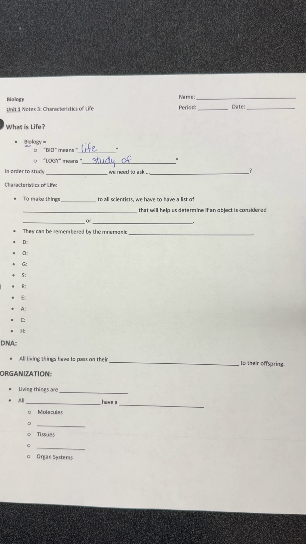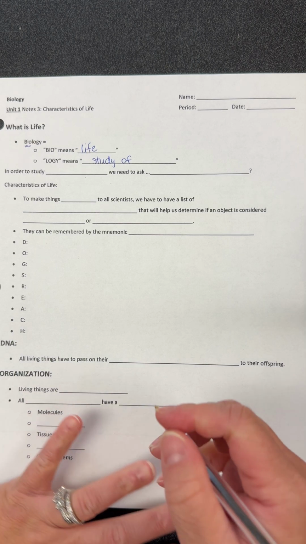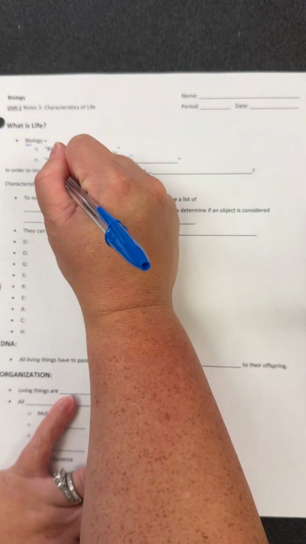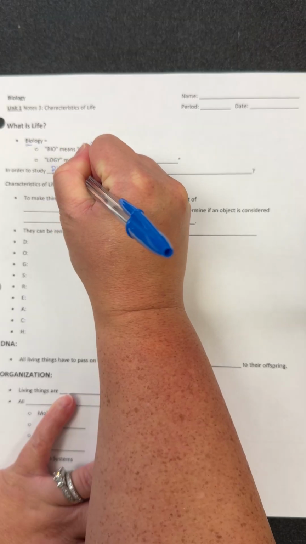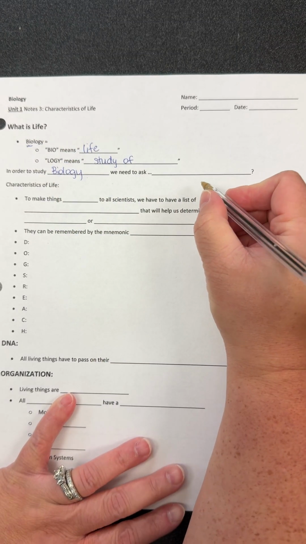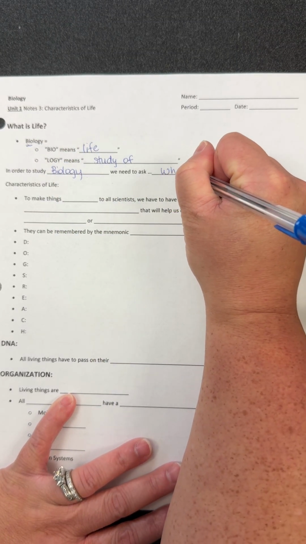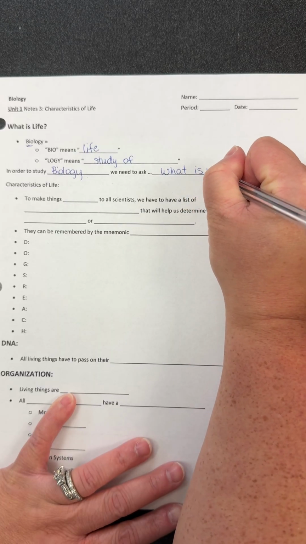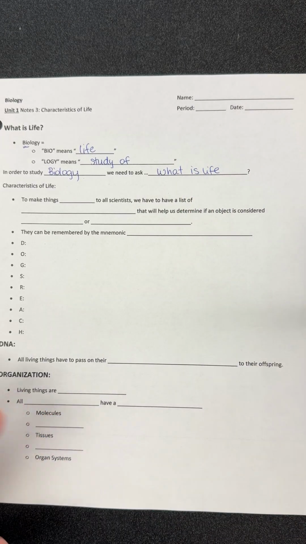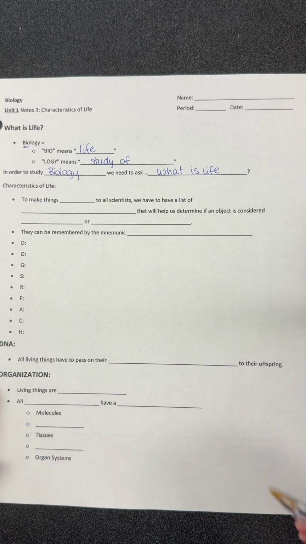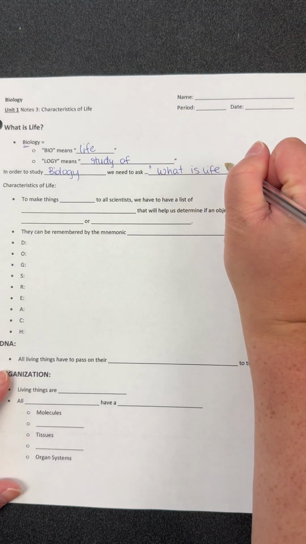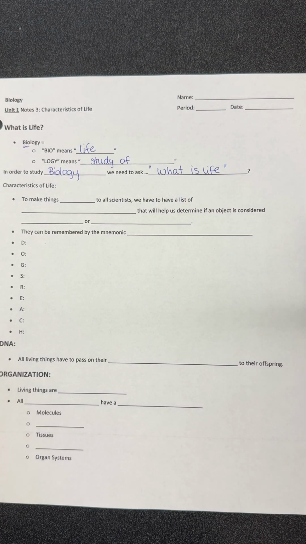So there are some very strict things here that we're going to look at. But in order to study biology, we need to ask, what is life? And I don't really want to say strict, but some pretty common characteristics that we are going to take a look at.